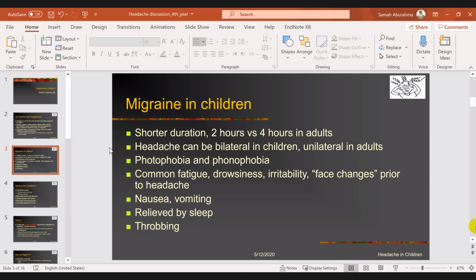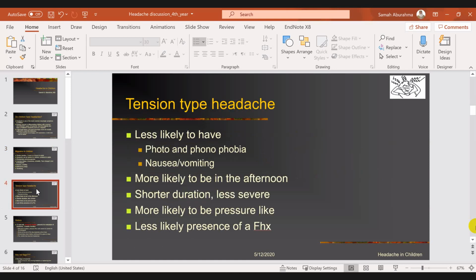Okay? There are two major types of primary headaches in children. They are migraine headache, and the second type is what we call tension type headache. In adults, there's a wider variety of primary headaches. In adults, you can hear of cluster headache. You can hear of trigeminal neuralgia. You can hear of occipital neuralgia. Whereas in children, the two major types of primary headaches are migraine headache and tension type headache.